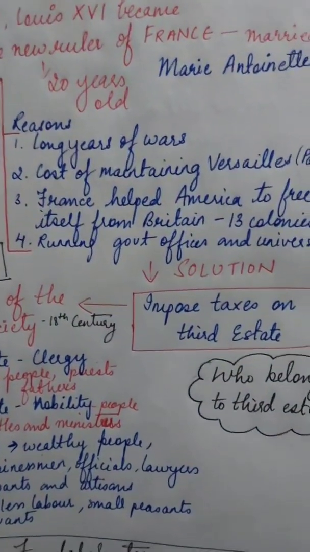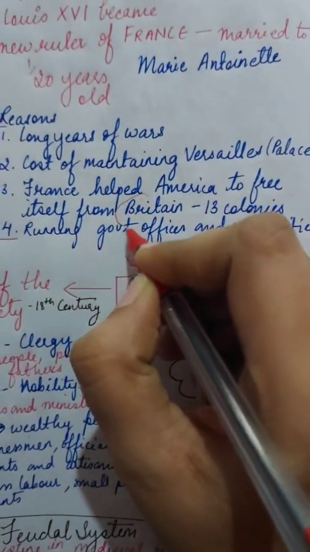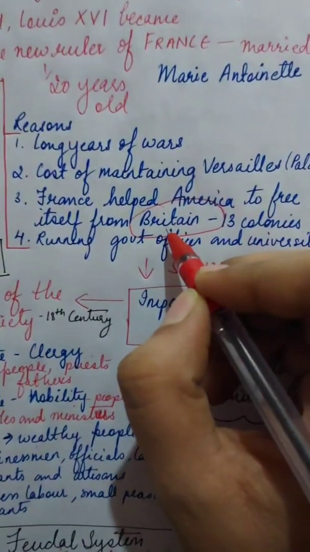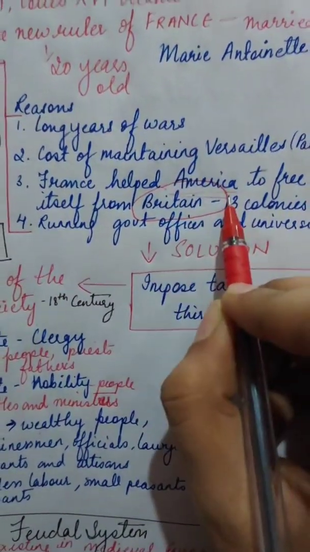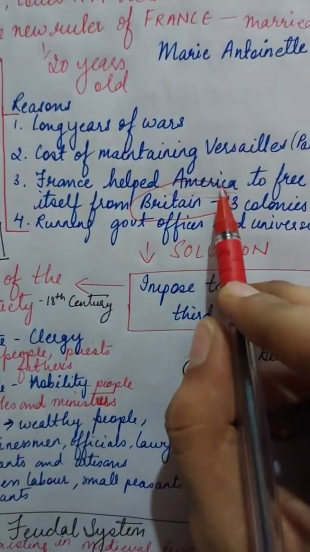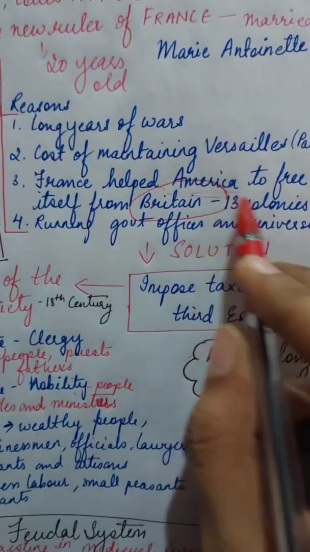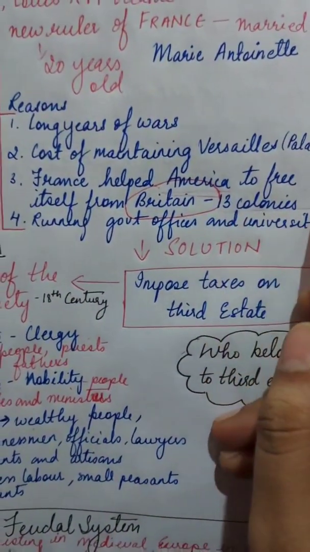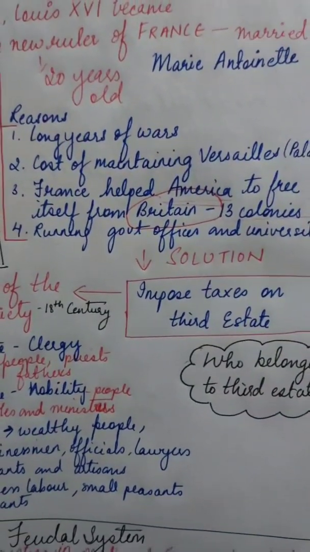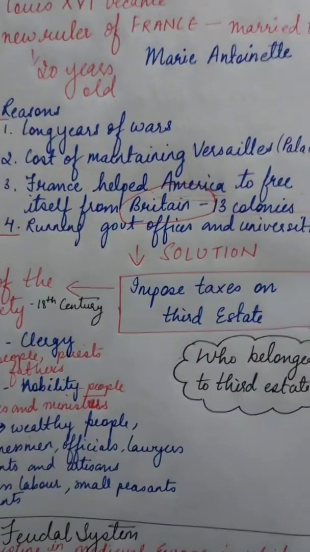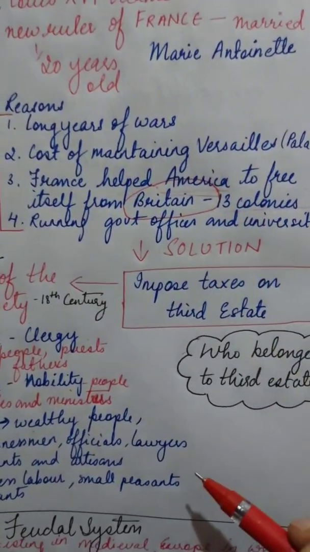Moreover, France and America had a common enemy, that was Britain. Britain had 13 colonies in America. So France helped America to free itself from Britain, to free 13 of its colonies. A lot of resources, a lot of money, a lot of revenue collected from the people of the country was wasted in all these reasons which are listed here.